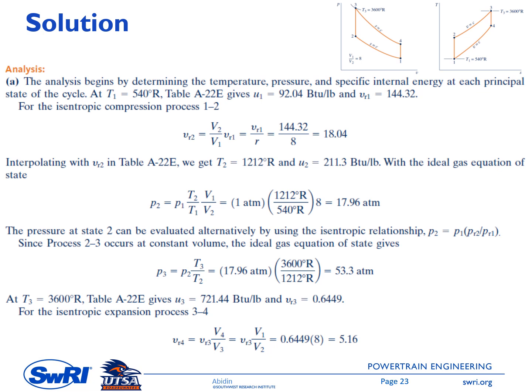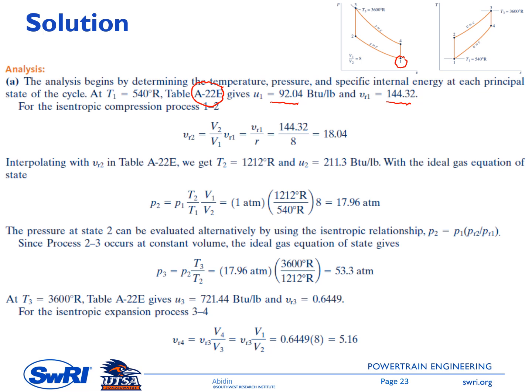Okay, the first step is to determine the properties at each individual point. We start with point number 1. Temperature is given, 540 degree Rankine. This is air and the unit is British unit, so you use table A22E. Go to this table and find the temperature at 540 degree Rankine. You should get U1 of 92.04 BTU per pound, and then VR1.